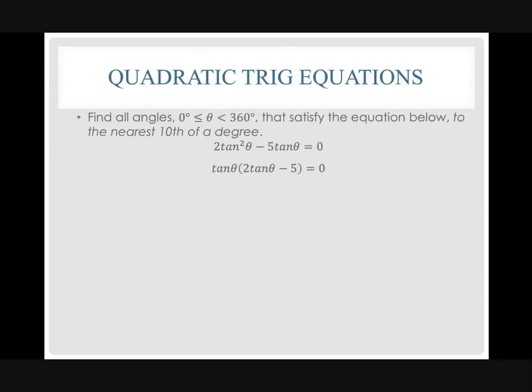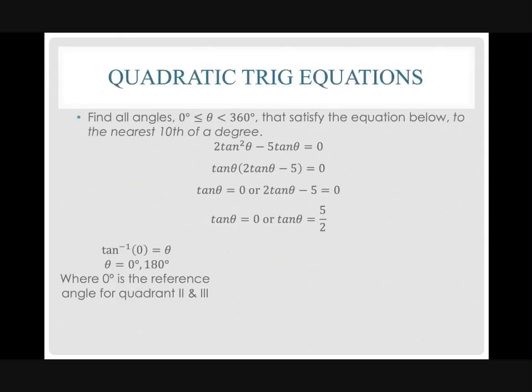So notice here we can factor out tangent of theta. Notice how it's a quadratic because it has a degree of 2. So just like any quadratic, we have to make everything equal to 0, at which point we factor out tangent of theta. And because of the zero multiplication property, we can set tangent of theta equal to 0, or 2 tan theta minus 5 is equal to 0. First we're going to solve for tangent in both, then we're going to perform the inverse tangent operation.